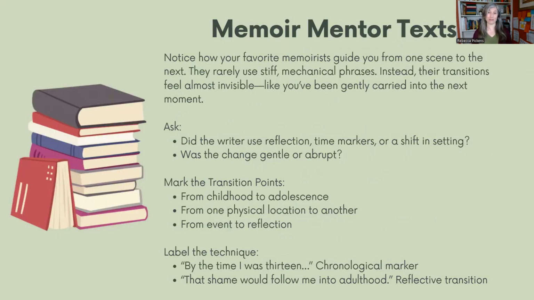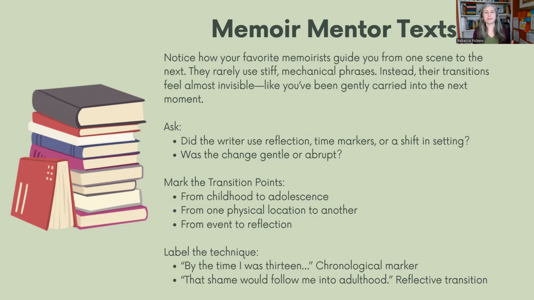So the best advice I can offer is read. Read memoirs. Notice how your favorite memoirists guide you from one scene in their story to the next. You'll notice they rarely use stiff mechanical phrases. Instead, their transitions are smooth. You hardly notice them unless you're really looking for them. So if you're able, I recommend getting yourself a hard copy of your book, preferably one that you don't mind marking up, because annotating your book is going to be really helpful, really getting in there to understand all the moving parts of a good transition can be very, very helpful.